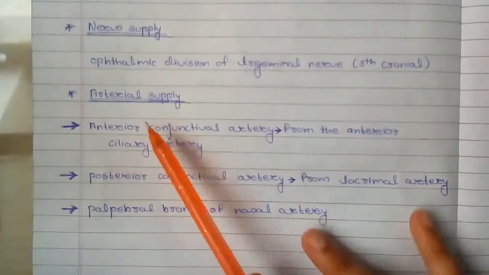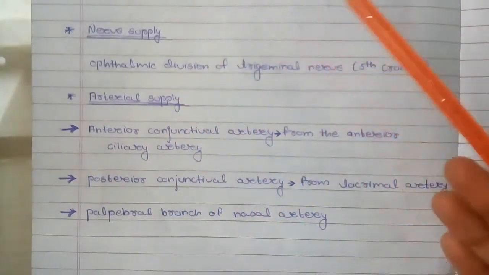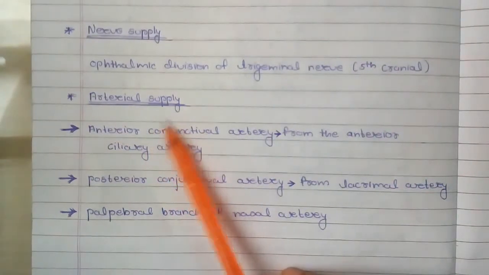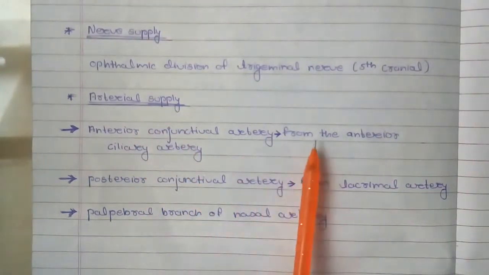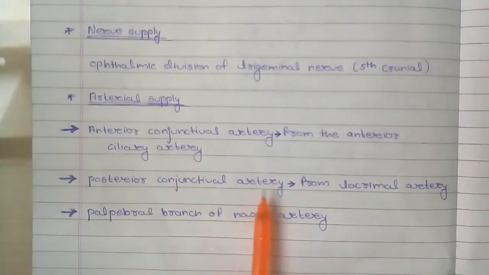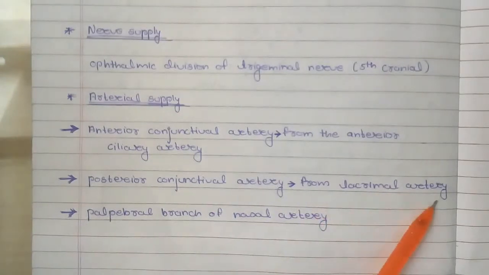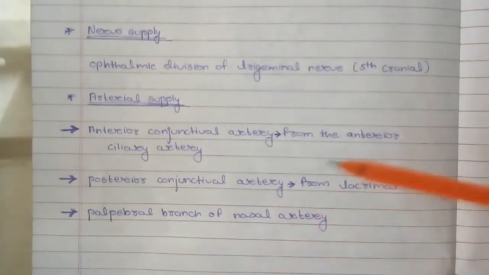Now the nerve supply: the ophthalmic division of the trigeminal nerve, the fifth cranial nerve, supplies the conjunctiva. Arterial supply: the anterior conjunctival artery is supplied from the anterior ciliary artery. The posterior conjunctival artery is from the lacrimal artery. The palpebral branch of the nasal artery also supplies the conjunctiva.